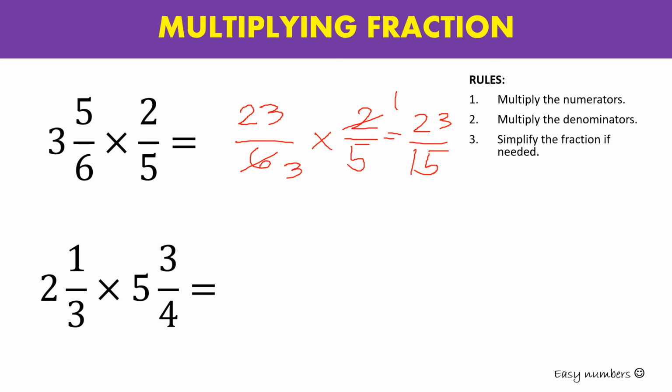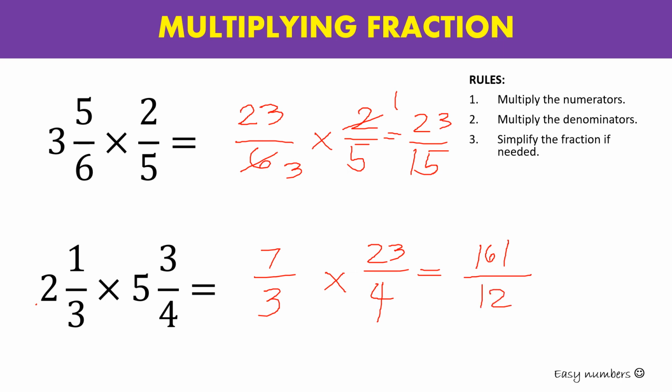Okay, and then another, 3 times 2, 6, plus 1, 7. Then copy the denominator, times 5 times 4, 20, plus 3. That is 23 over 4. Okay, and then multiply. So you're going to have 7 times 23, that is equal to 161 over 3 times 4 is 12, or 13 and 5 over 12.